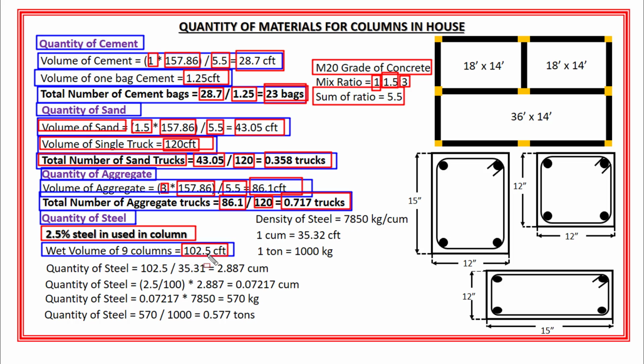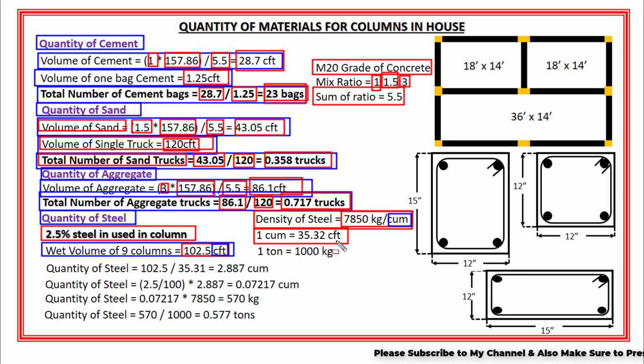And I have already calculated the total wet volume of 9 columns, which is 102.5 cubic feet, right? Now here the wet volume of these 9 columns is in cubic feet, okay? And I need to convert it to cubic meter because the density of steel is per cubic meter, which is 7850 kg per cubic meter, okay? So for that I have to convert the wet volume of 9 columns from cubic feet to cubic meter.